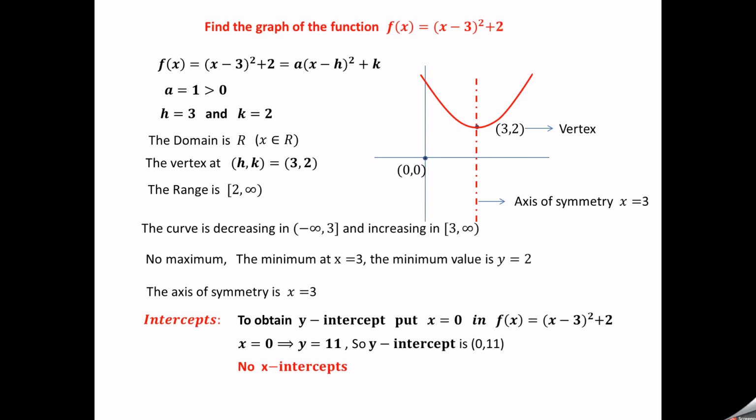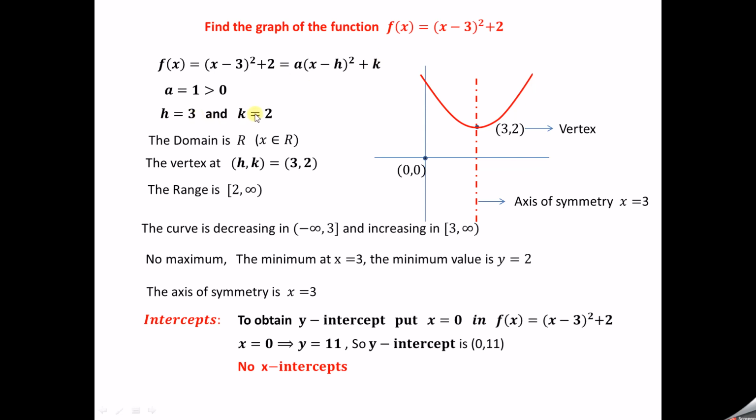Rather it is of the form a times (x minus h) whole squared plus k. This is the standard form. So if we compare the given equation, f(x) = (x minus 3) whole squared plus 2, with a times (x minus h) whole squared plus k, then a is equal to 1. The coefficient a will be 1, which is greater than 0. And h is equal to 3. If we compare, h is 3, and k is equal to 2.